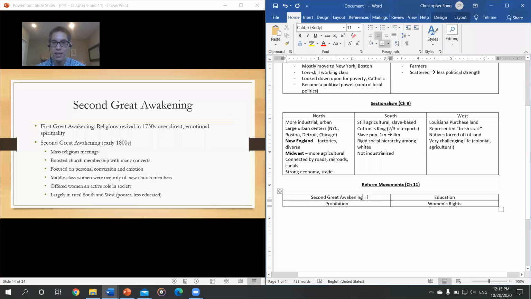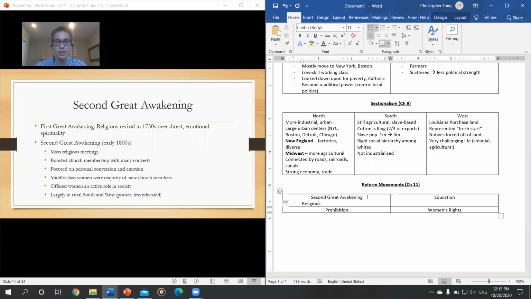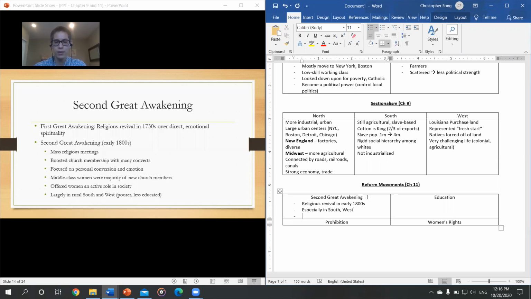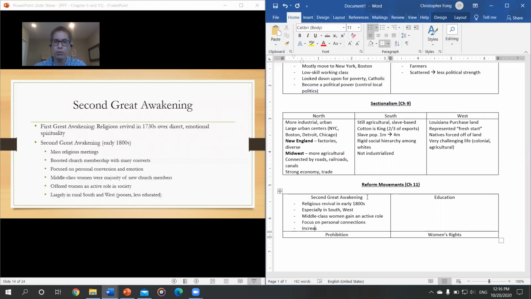So when we talk about the reform movements, the Second Great Awakening is a religious revival in the early 1800s. It is especially in the South and the West. This allows middle-class white women to gain an active role in society. And it really focuses on personal connections to God, emotions, and just in general, we see an increase in church membership. So the nation becomes more religious, I suppose.